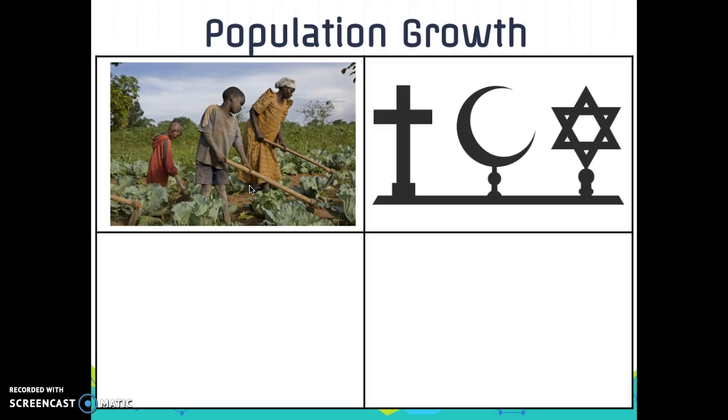Okay, socially and culturally, religion is a huge issue in population growth. This is because some religions do not believe in birth control or family planning. So Islam, Christianity, and Hinduism are three of the big ones that do not believe in that.